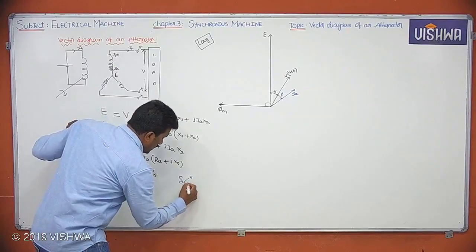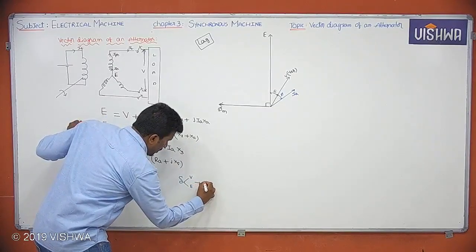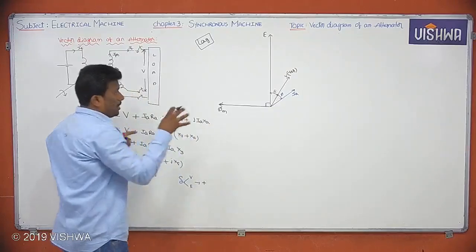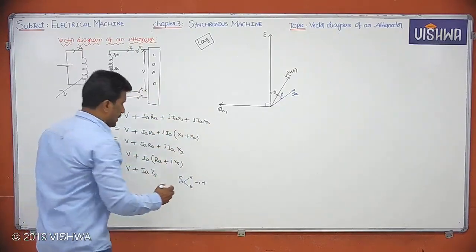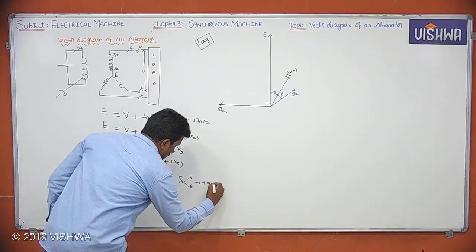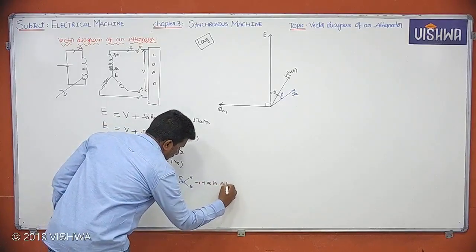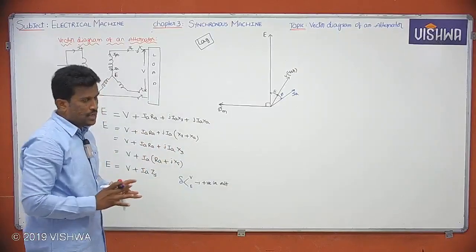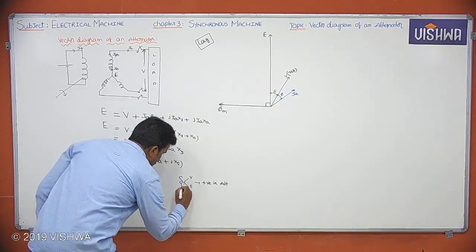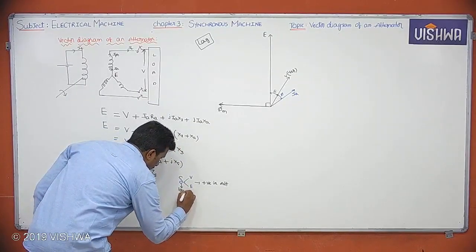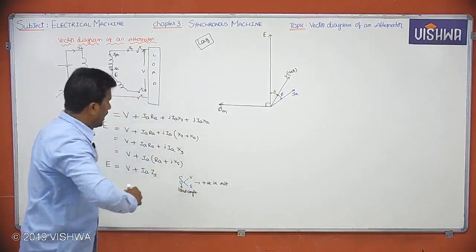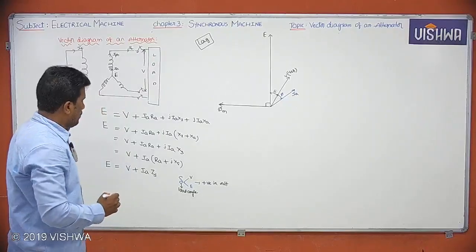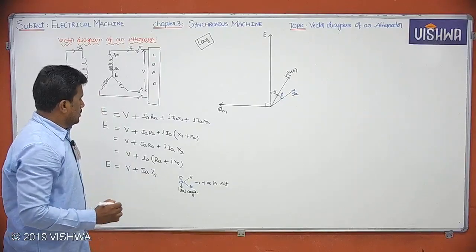Since our reference vector is V, E leads V. That's why delta is positive in an alternator. From the alternator point of view, it is positive. And what is the name I had given for this delta? Load angle or power angle. Right, this is what I can say delta.